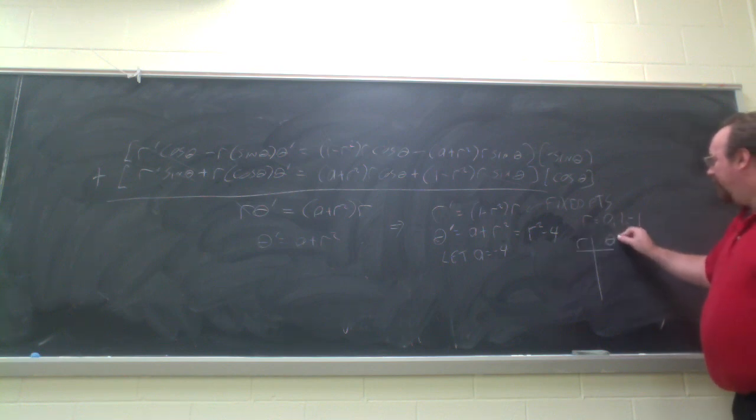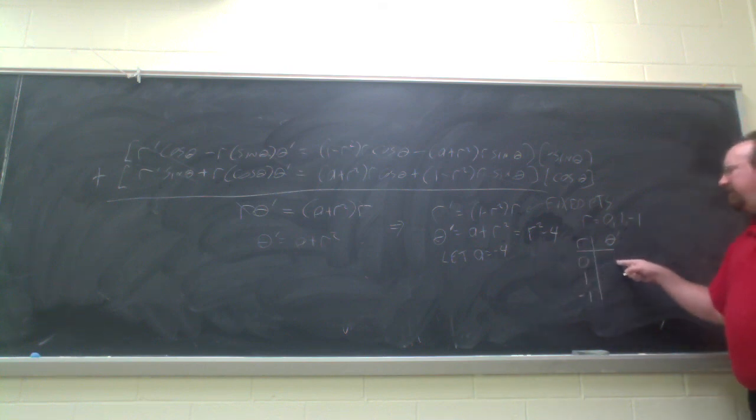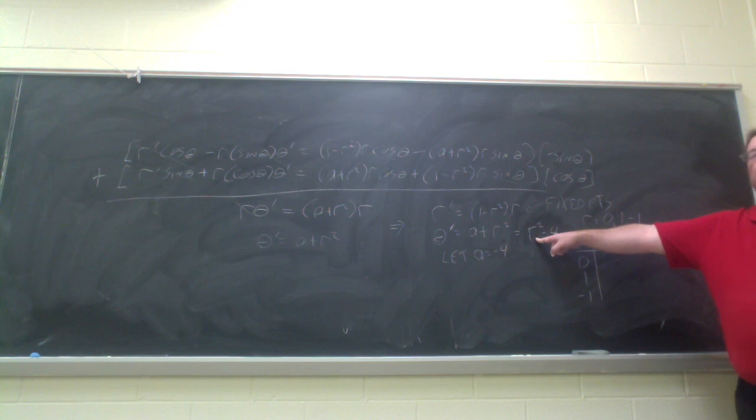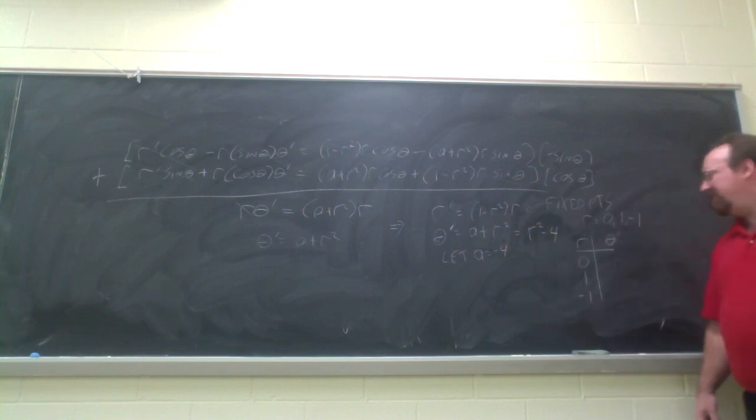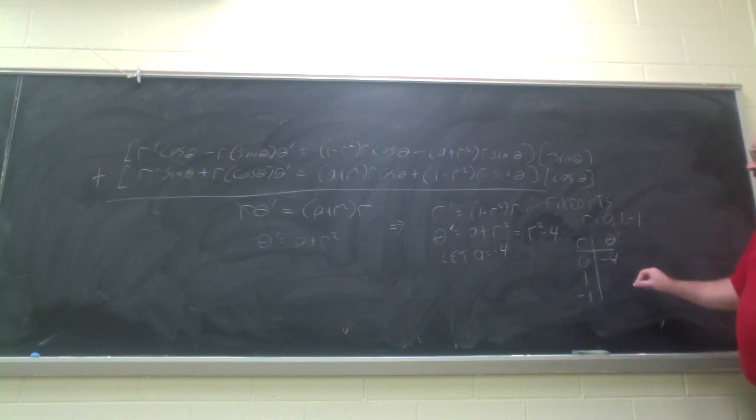So if r is equal to 0, 1, or minus 1, then what do we have for theta prime? We can just go back to this equation. In either case, theta prime is going to be equal to minus 4 in this case, and then equal to minus 3 in the other cases. So theta prime, no matter what, in these cases, is a constant. So if theta prime is a constant, what's theta?